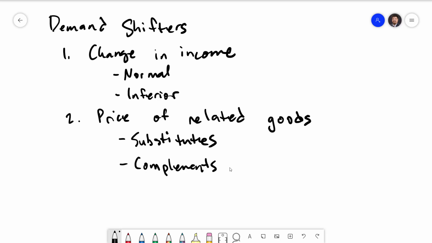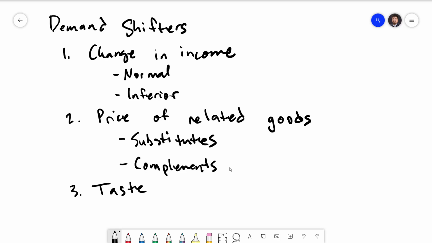Remember, as we're talking about these demand shifters, when we talk about buying less or more of something, we're talking about a shift of the entire demand curve to the left for a decrease and to the right for an increase. Third consideration is taste. This is the least quantifiable of all the ones we're going to talk about here.